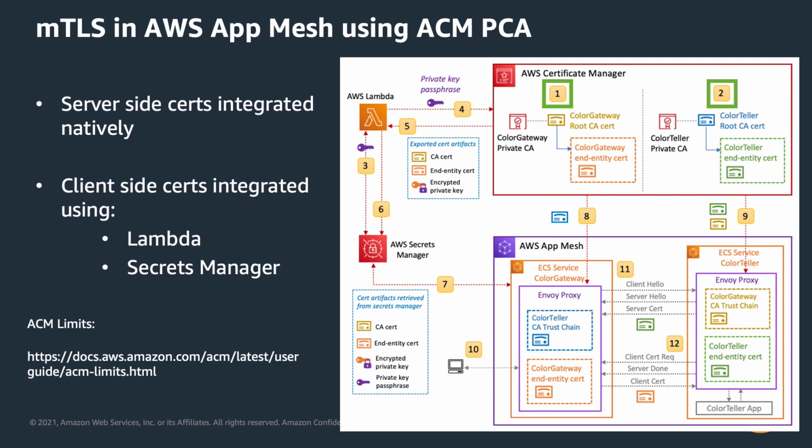So steps 1 and 2 show AWS Certificate Manager and ACM PCA configured with two certificate authorities and two endpoint certificates. Now, when the system is being configured, and we have shown all of this code in our GitHub repo, the link of which exists on the next slide, as the system is coming up, there is a Lambda function. It will be responsible for extracting the client-side certificate from the ACM PCA and ingesting that into AWS App Mesh.